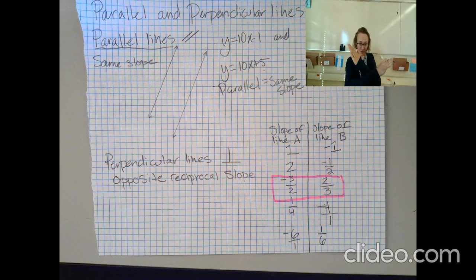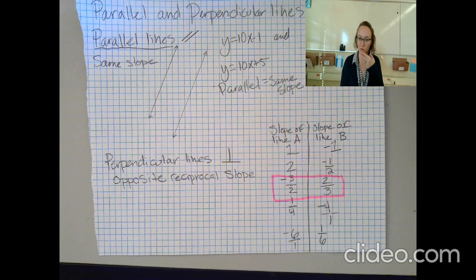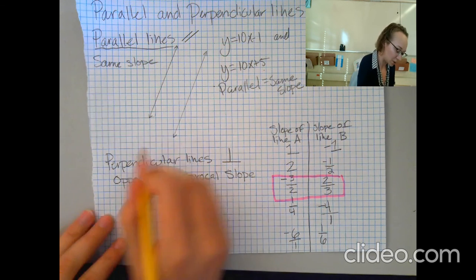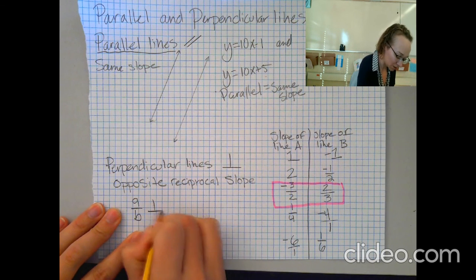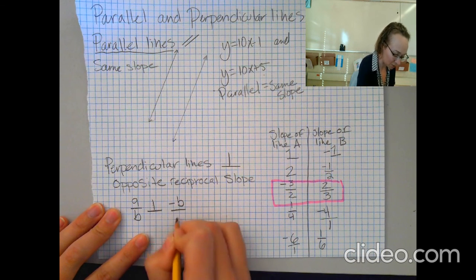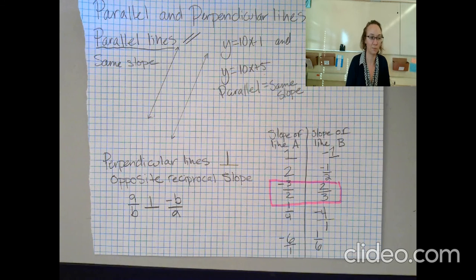Which makes sense, right? If they're perpendicular, they're going to have to be pointing opposite directions. They can't both be going up or both be going down. And then the reciprocal part is going to flip. So make it into a fraction if it's not already. One way to say that would be A/B is going to be perpendicular to -B/A. All right, let's try it out.